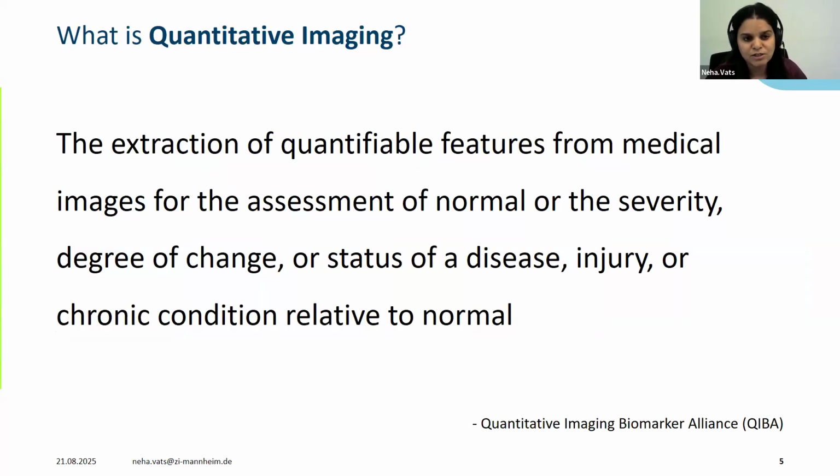According to the Quantitative Imaging Biomarkers Alliance from the RSNA society, quantitative imaging is the extraction of quantifiable features from medical images for the assessment of normal or the severity or degree of disease. In simple terms, you extract some quantifiable features which help you distinguish that this tumor or this tissue is healthy or this is a diseased tissue.